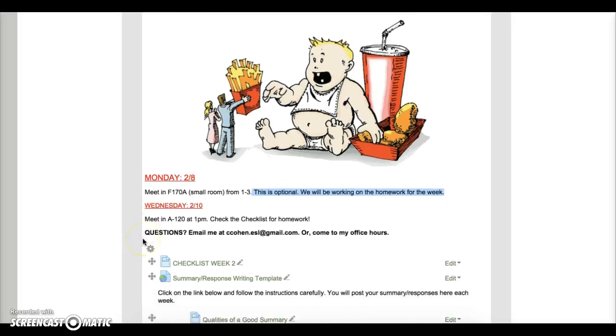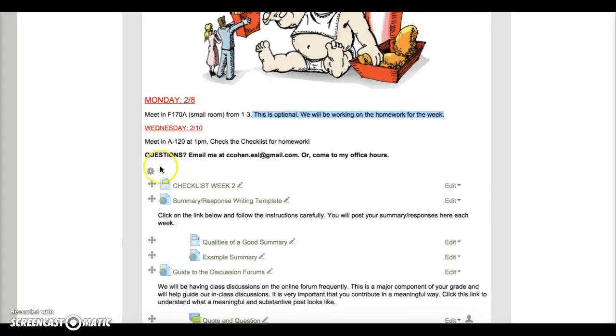On Wednesday, we'll be meeting in our classroom, A120, at 1 p.m., and following that week, we'll only be meeting on Wednesdays.